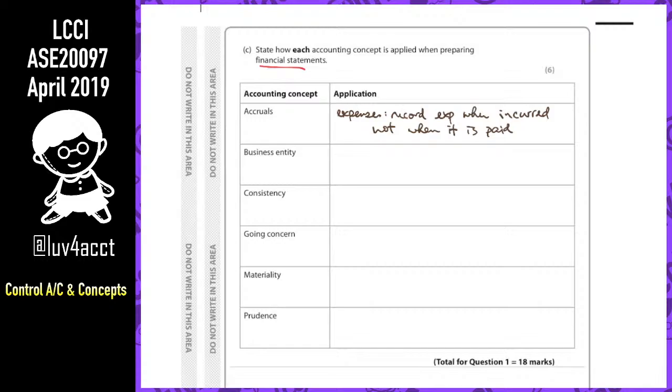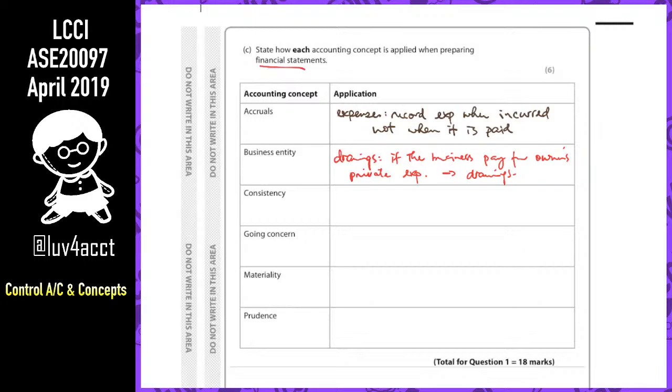Business entity is we have to separate the owner from the business. It can be related to drawings. If the business pays for the owner's private expense, then it would go into the drawings instead of the expenses of the company.